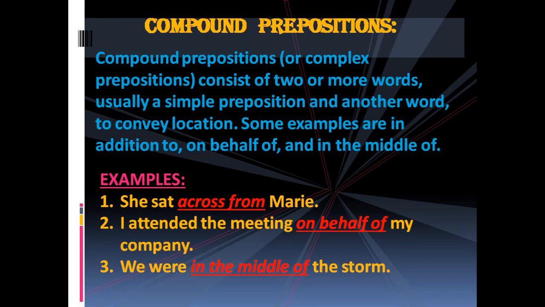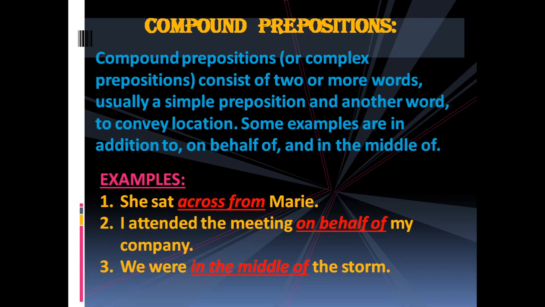Compound prepositions. Compound prepositions are also called complex prepositions. They consist of not one word. They consist of 2 or more words. Usually a simple preposition and another word to convey location. Some examples are in addition to, on behalf of, in the middle of.